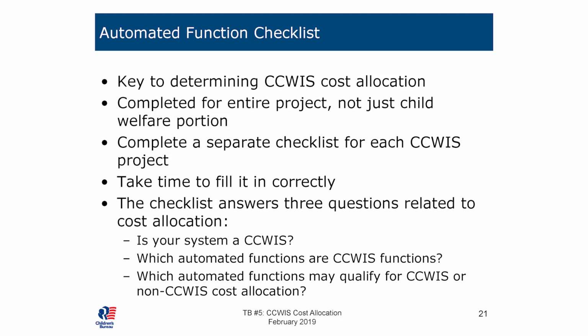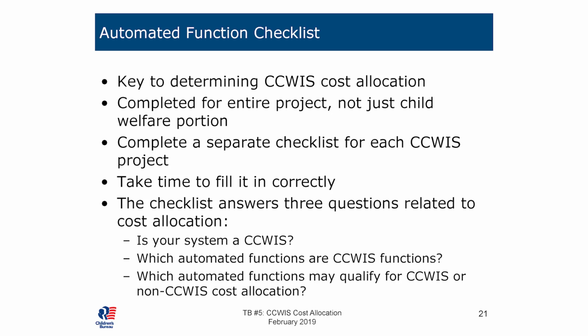The automated function checklist will help you answer 3 critical questions. Number 1, it will help you determine if your system is a CCWIS. This is important because if your system does not meet key CCWIS requirements, it cannot qualify for CCWIS cost allocation. Number 2, it will help you identify which automated functions are part of the CCWIS. This is especially important if your system is a multiple program system.